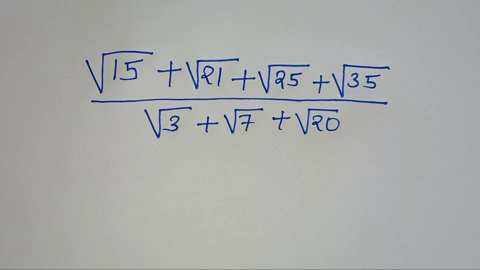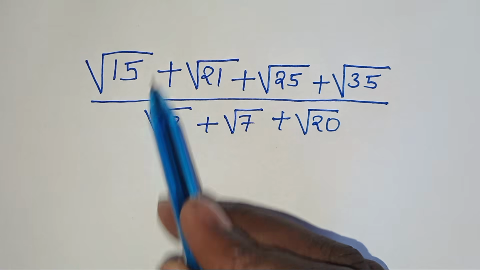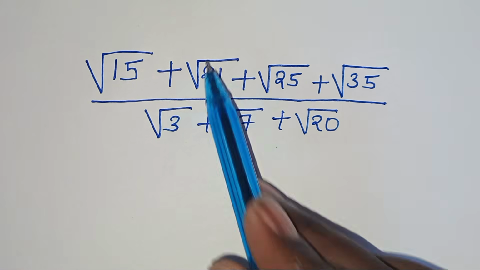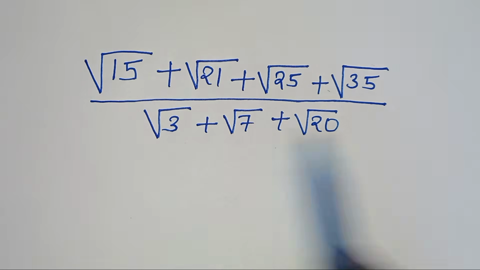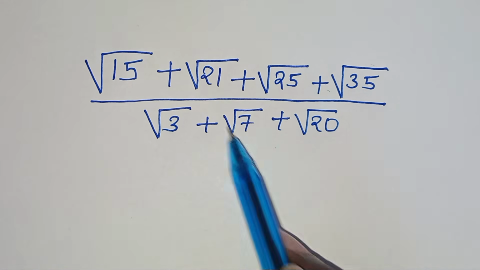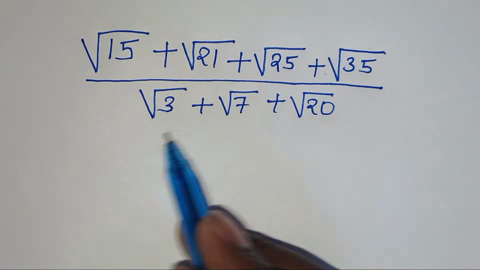Hello everyone, you're welcome to solve this nice square root math problem. This is the square root of 15 plus the square root of 21 plus the square root of 25 plus the square root of 35, over the square root of 3 plus the square root of 7 plus the square root of 20. Now let's provide a solution from here.